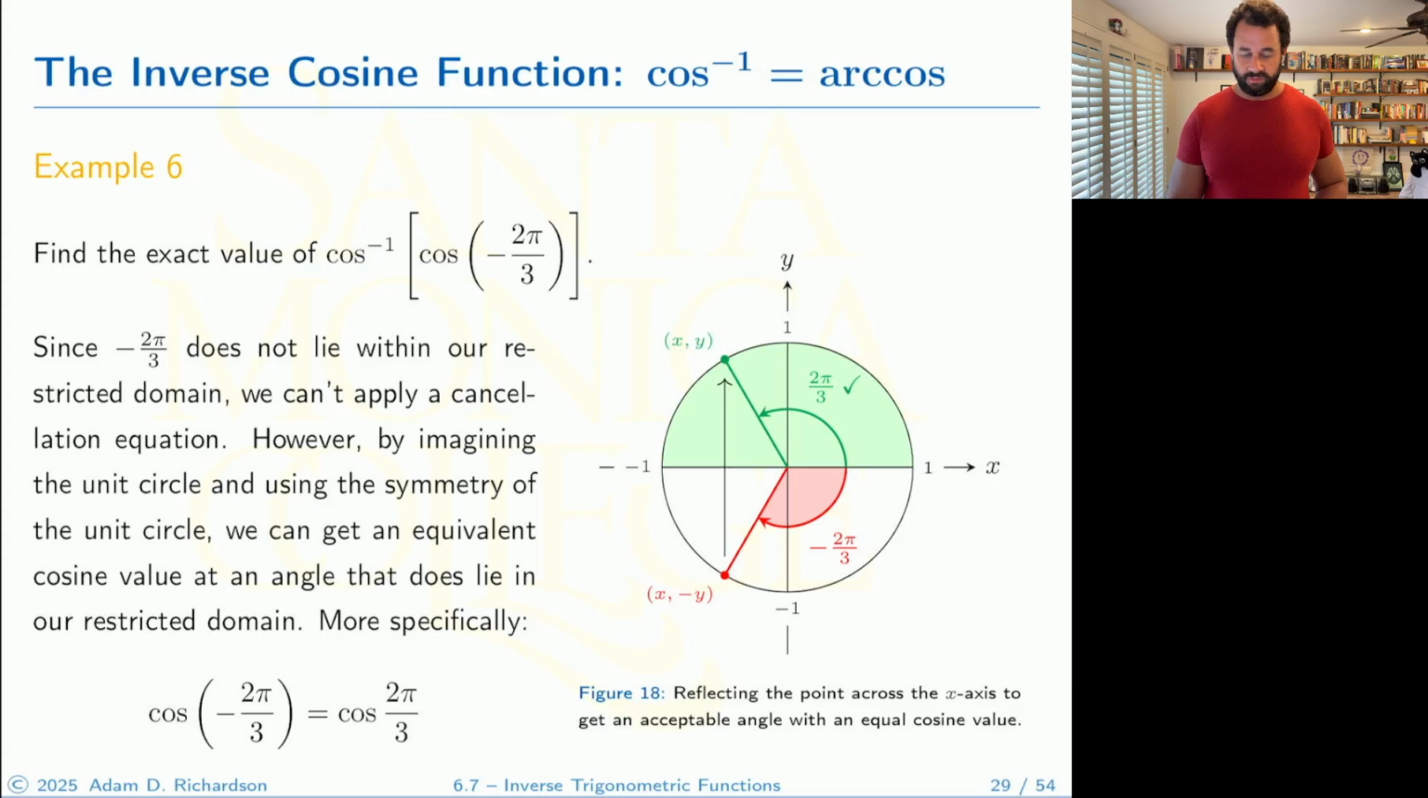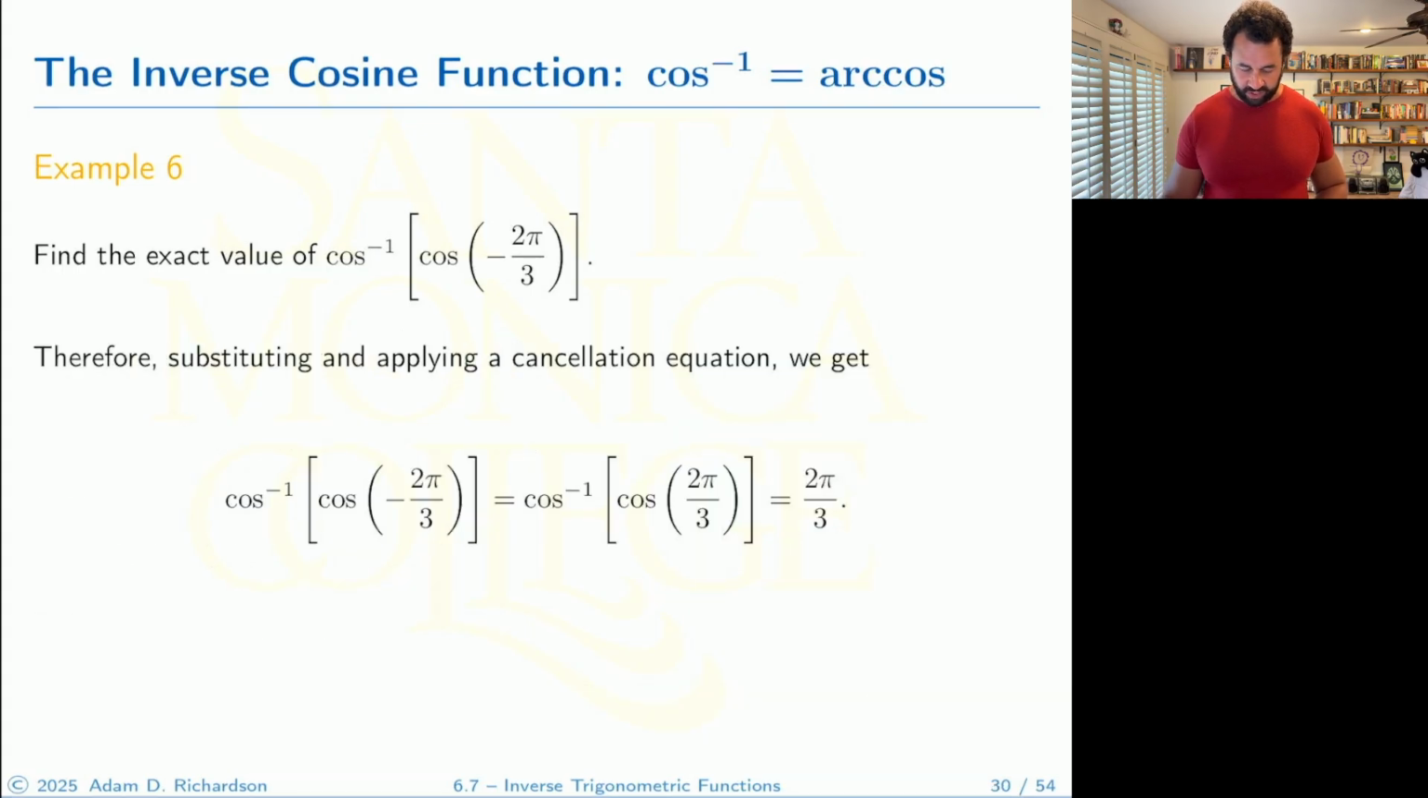Okay, so now we can actually apply the cancellation equation. So what is this equal to? Well, it's going to be equal to this because cosine of negative 2 pi over 3 is equal to cosine of 2 pi over 3. 2 pi over 3 is in our restricted domain, so the cancellation equations apply, and we get 2 pi over 3. And that's it. Pretty cool stuff, right? It's not too bad.